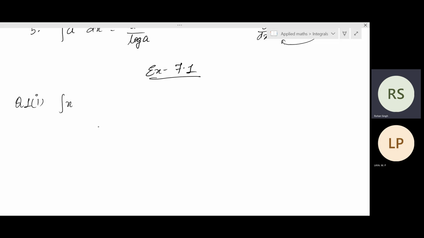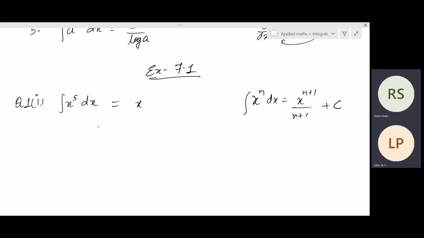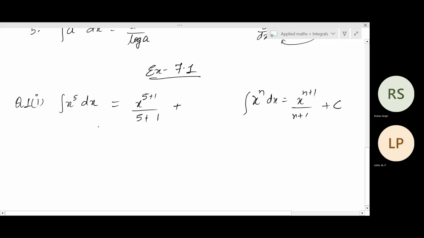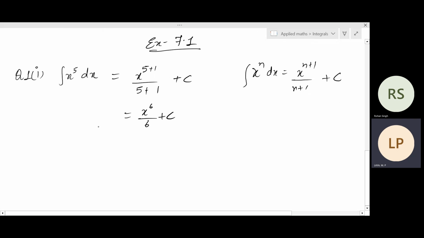The first one we have is x raised to the power 5 dx. Very simple, we are going to use the power rule: if you have to integrate x raised to the power n dx, you raise the power by one and then divide by the new power. So we need to add one to the power and divide, so x to the power 6 divided by 6, plus c.